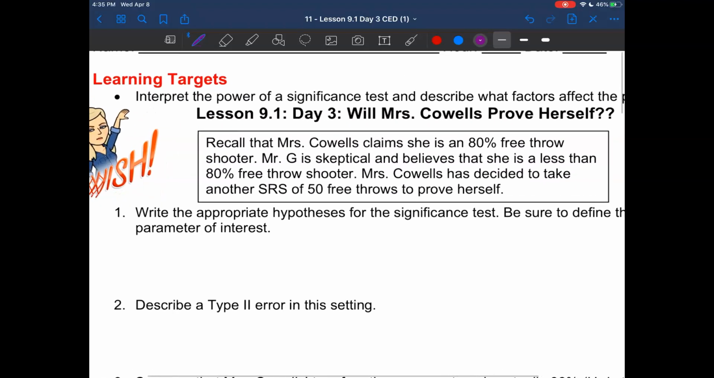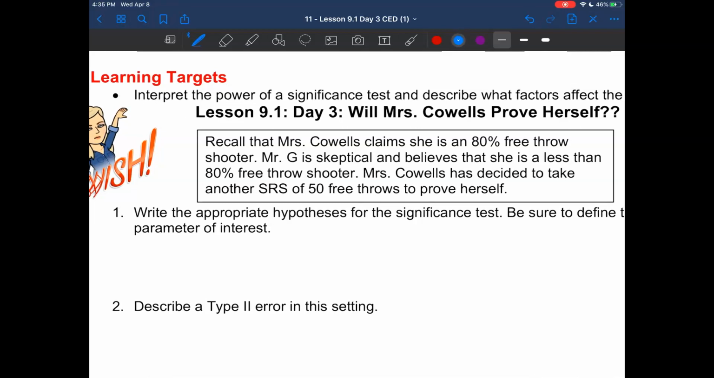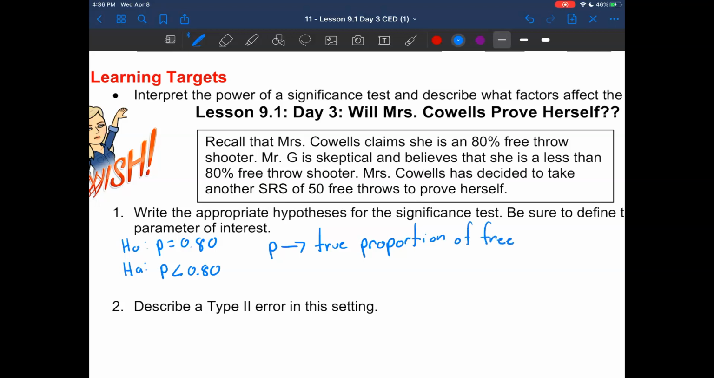At this point, you should be pretty good with writing your hypotheses. So our null hypothesis is our claim, and my claim is that I am an 80% free throw shooter. The alternative hypothesis is that I really shoot less than 80%. And we need to define our parameter. So P is the true proportion of free throws Mrs. C makes.